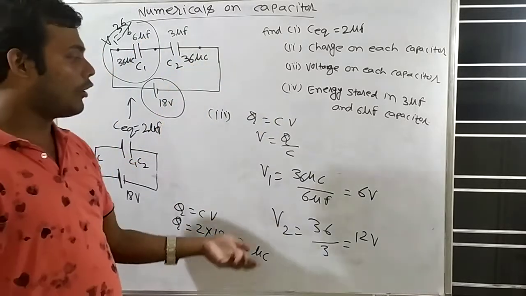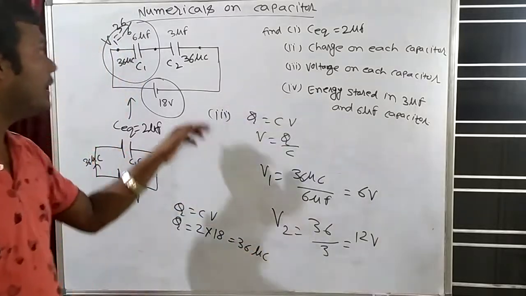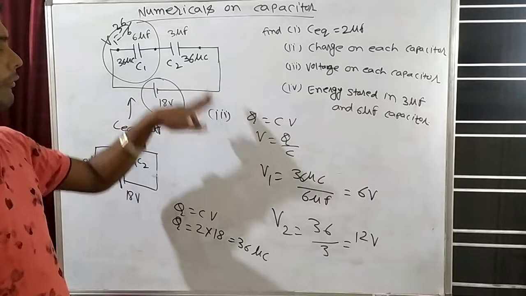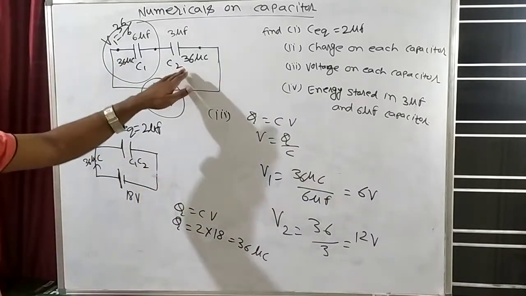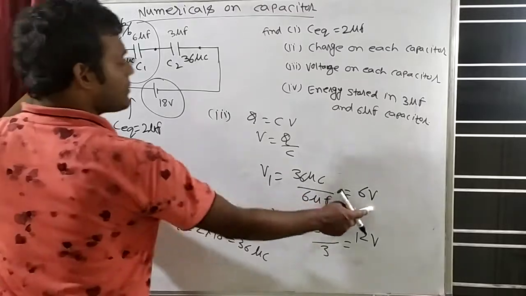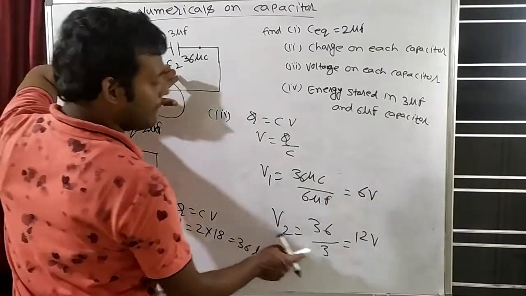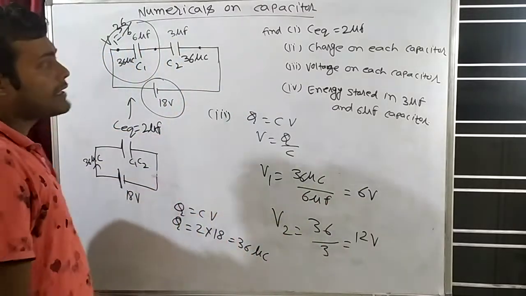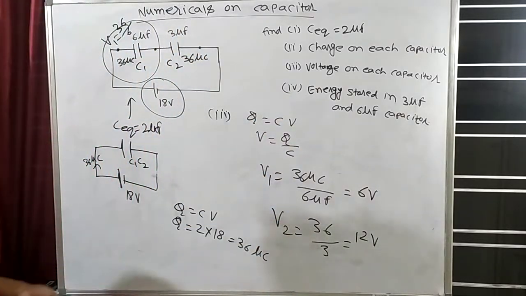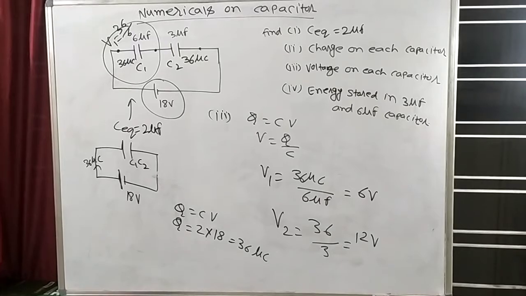Or you can calculate logically that V is equal to Q by C. Charge is 36. This capacitance is 3, so 36 by 3 will be how much? 12 volt. So what will be the potential difference across each capacitor? Potential difference across the first is 6 volt, and across the second capacitor is 12 volt. So this question is completed. Fourth question is energy stored in the 3 microfarad and 6 microfarad capacitors.